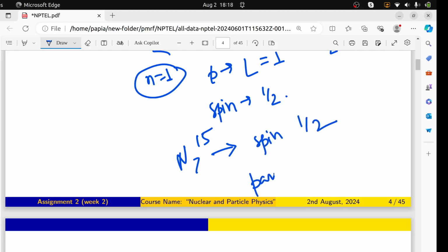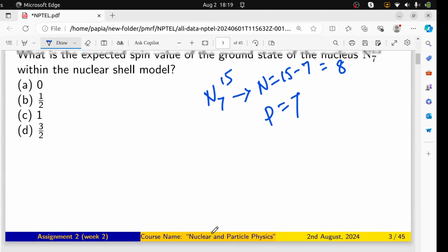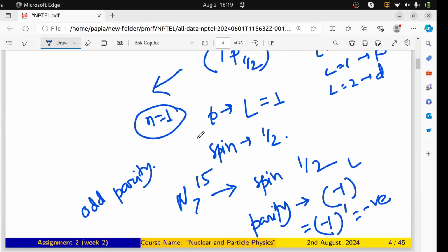And parity, let me check here. What will be the parity here? Parity is nothing but minus 1 to the power L, right? L is 1 for this case, so it will be negative, that means odd parity. In that question they are not asking about parity right now, but they are just asking the expected spin value of the ground state. Obviously we are talking about ground state. If we talk about excited state, we will see later. So the value will be half, that means B, spin value.